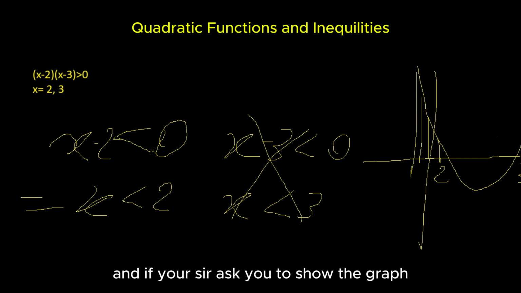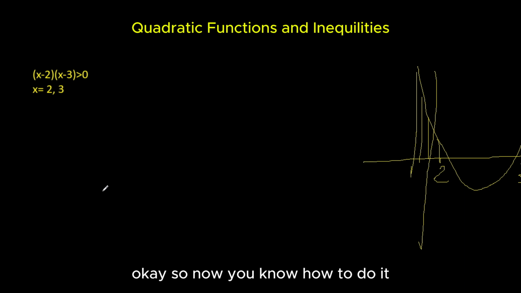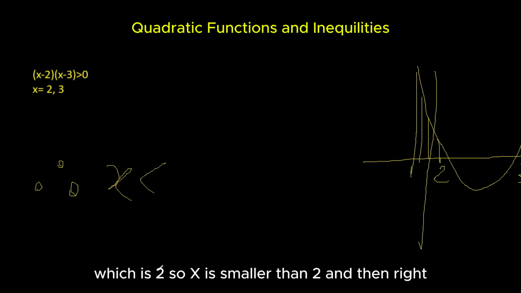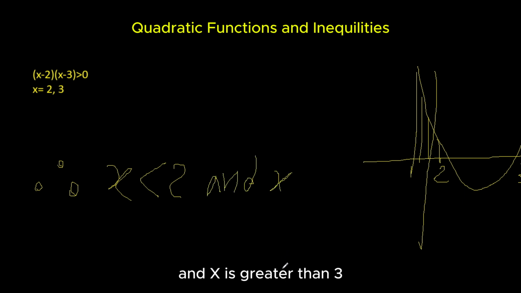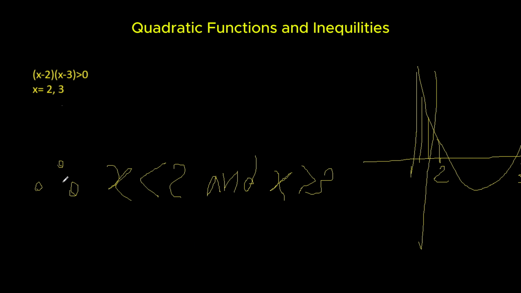And if your sir asks you to show the graph and show the ranges of x using the graph, this is how you'll draw it. Okay, so now you know how to do it. So you know the ranges of x. Now how will you show them? Here's how you'll show them. You'll just write x is smaller than the smallest, which is 2. So x is smaller than 2, and then write and x is greater than 3. So that's how you would show the ranges, and that's your answer.